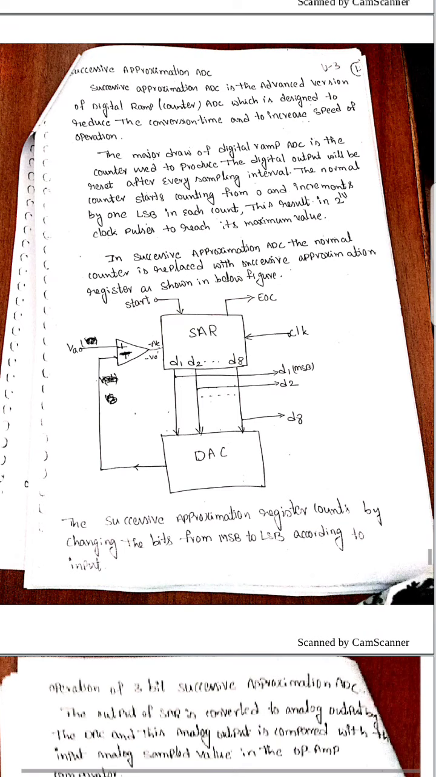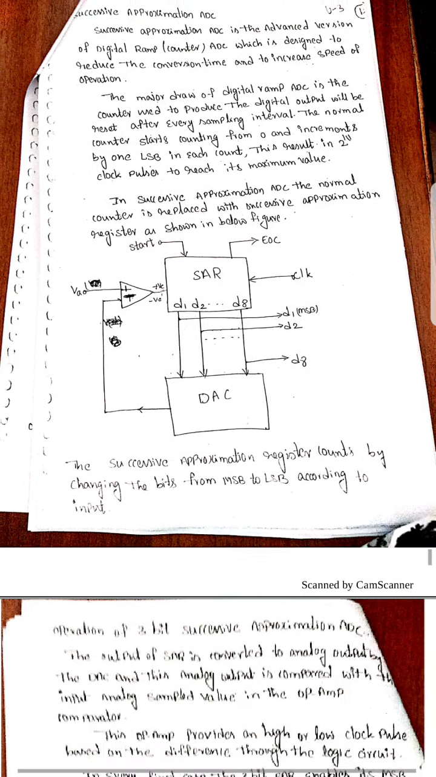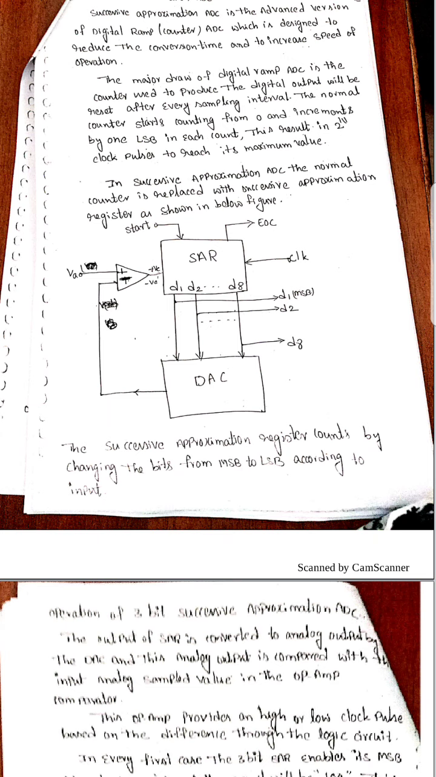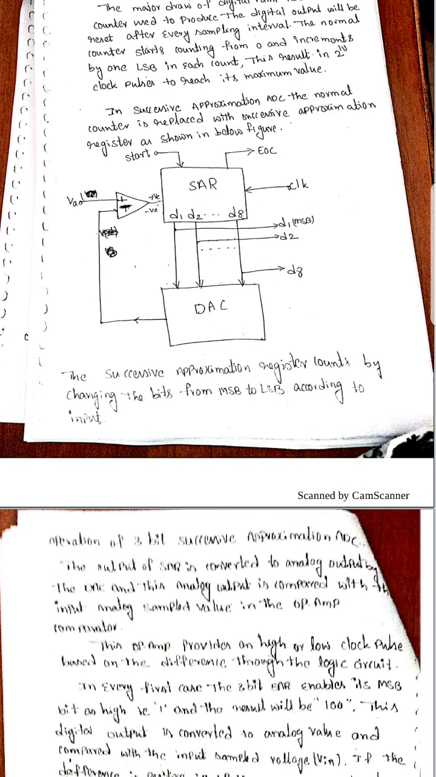Next one is the successive approximation ADC. Successive approximation ADC is the advanced version of the digital ramp counter ADC, which is designed to reduce the conversion time and increase the speed of operation. The major drawback of the digital ramp ADC is that the counter used to produce the digital output is reset after every sampling interval. The normal counter starts counting from 0 and increments by 1 LSB in each count. This results in 2 power n clock pulses to reach its maximum value.